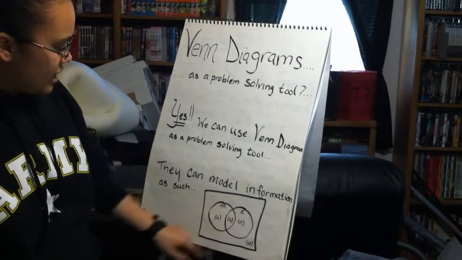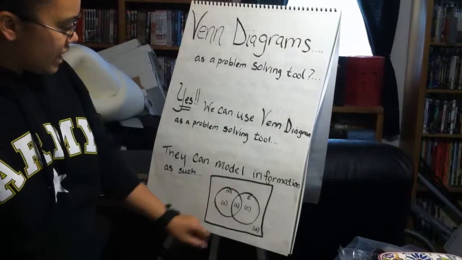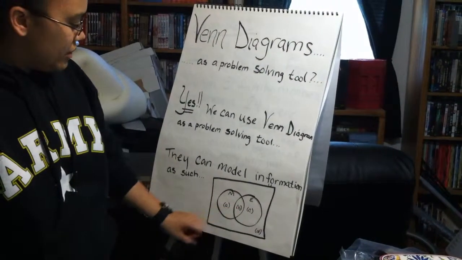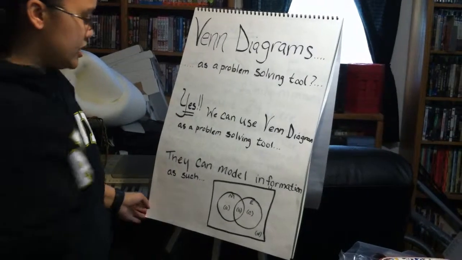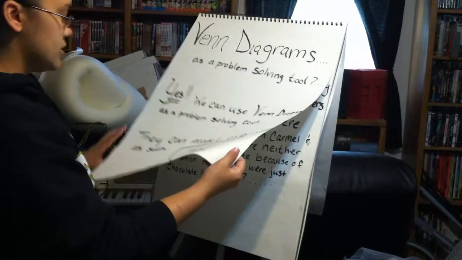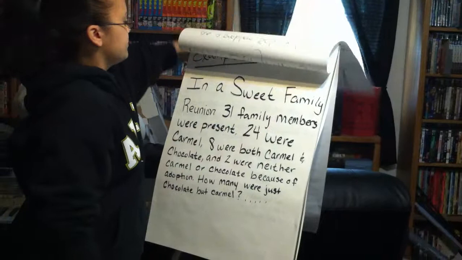We have an M and an E, and right here is an A on this side and a C right here, and the B right here. Well, those are the things that are just alike. So let's take a look at some examples.